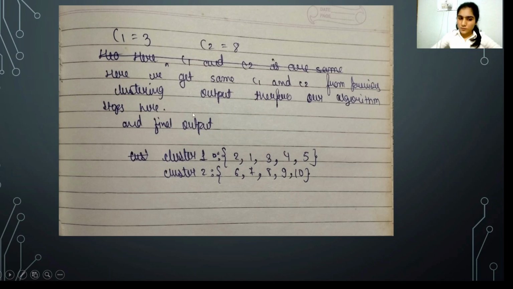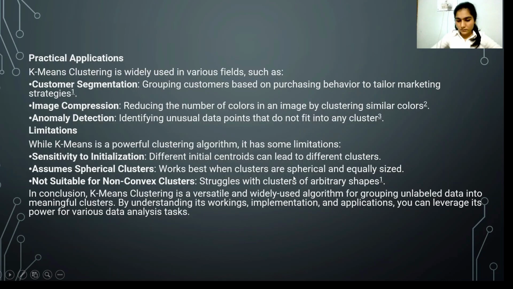Therefore, our algorithm stops here and the final output is cluster 1 equals 1, 2, 3, 4, 5 and cluster 2 equals 6, 7, 8, 9, 10.